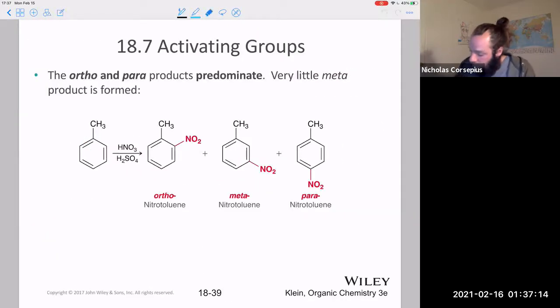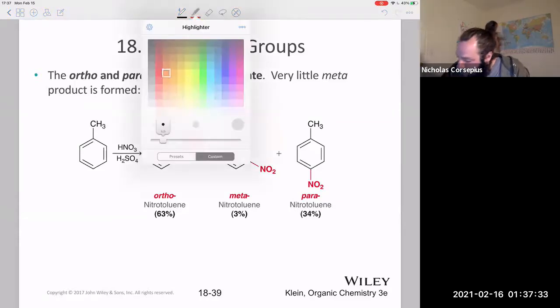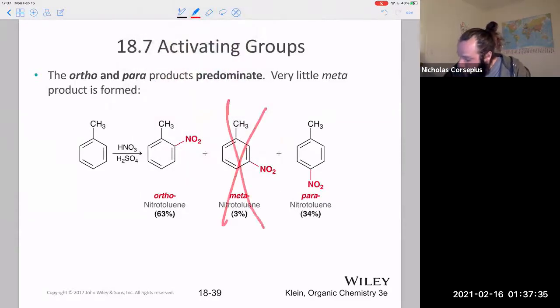It turns out that the ortho position is the most popular. 63% of your product would be in the ortho position. Only 3% of the product would be in the meta position. And the last bit, the 34% that remains, would be in the para position. So basically, when you're starting with toluene, you don't get any meta product. You only get the ortho and para products.